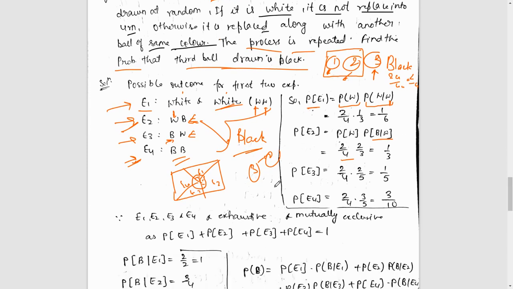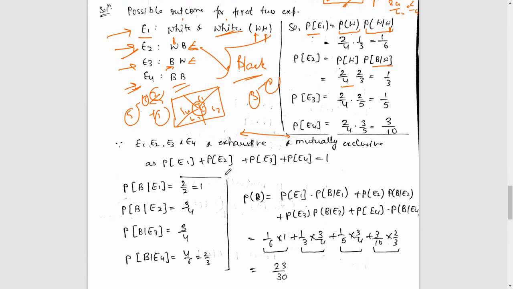Similarly, for E3, it's a black and then white. If you draw a black ball in the first chance, you put that black ball back along with one another ball. So in that case, you have five balls, out of which three are black and two are white. So this will be 2 by 5, and similarly, in that case, 3 by 5. So guys, is there any problem understanding this problem setup?